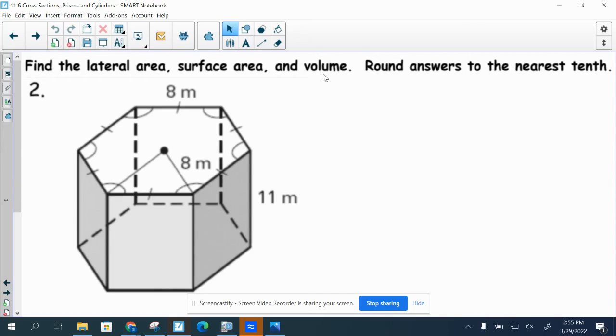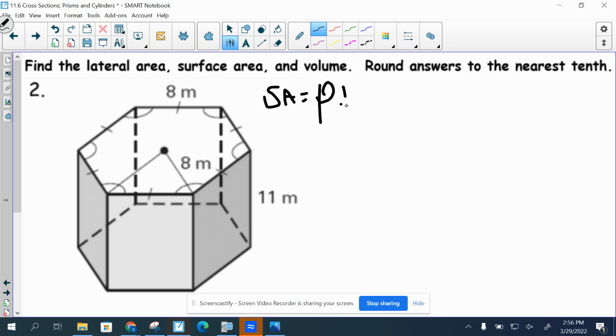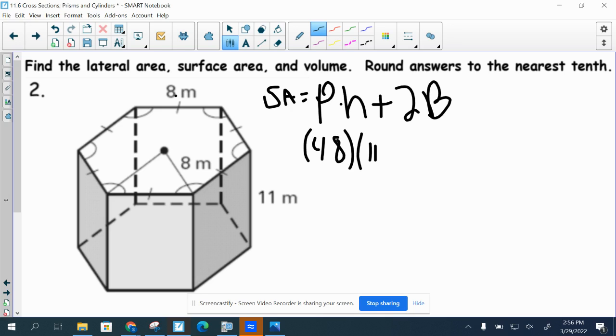So back to number 2, what we need to do here for surface area is the same thing as in the previous examples: perimeter times height for the lateral area, plus 2 base areas. For the perimeter of the base, we have a hexagon, so we would just do 8 times 6 sides, or 48. And then the height is 11. What's a little bit trickier is to find the area of the hexagon.